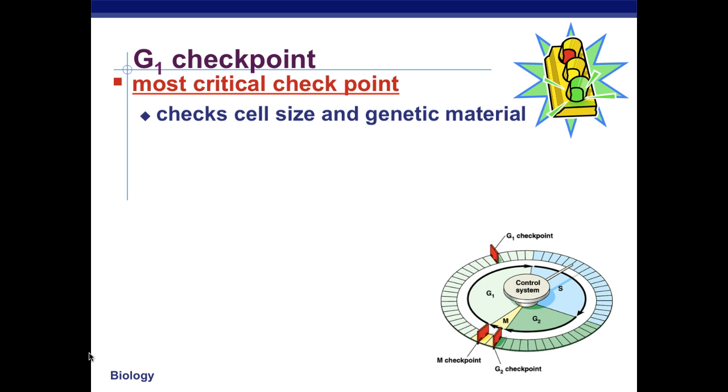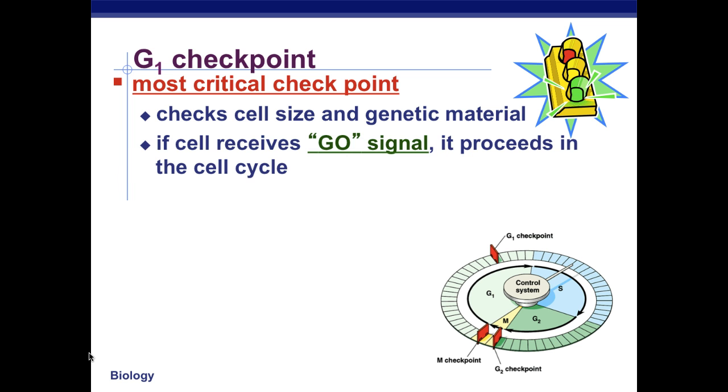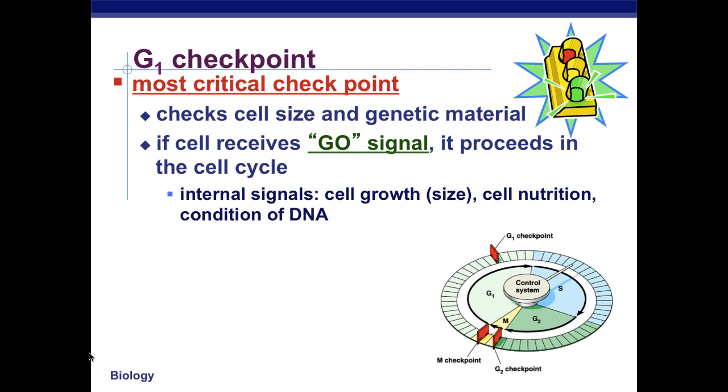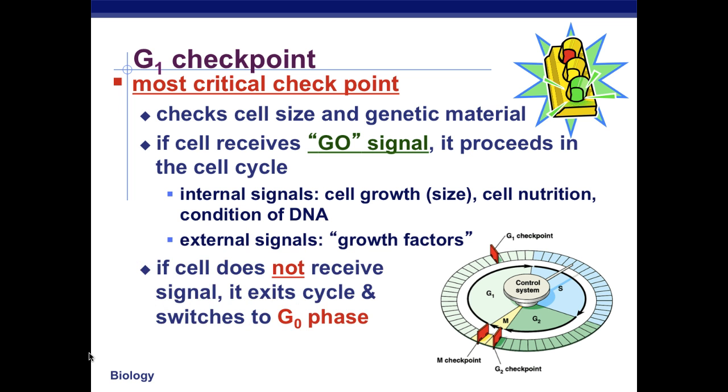The G1 checkpoint is the most critical checkpoint. It checks for the cell size and the genetic material. If the cell receives the go signal, it proceeds in the cell cycle. The internal signals are cell growth, the cell nutrients, and the condition of the DNA. The external signals are the growth factors.